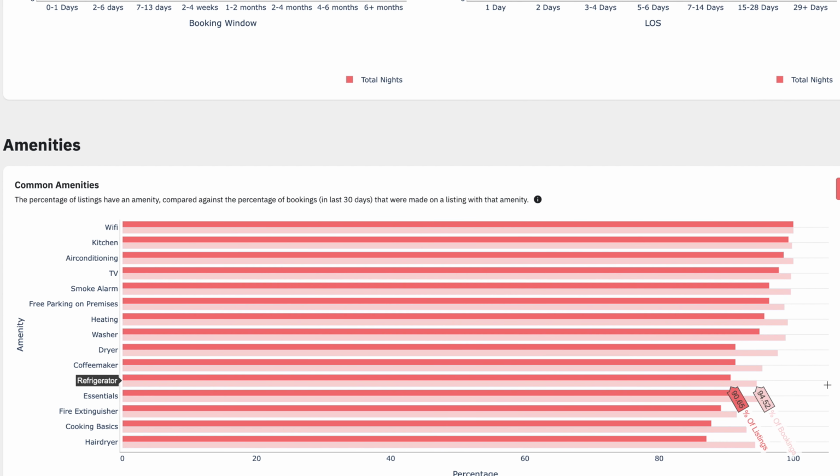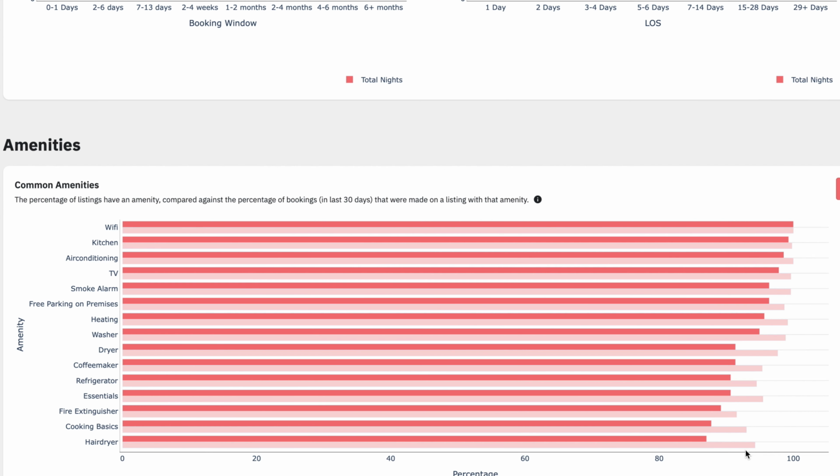Amenities wise, not a whole lot changes on a week-to-week basis. Like, so the light pink are the percentage of bookings versus the red is percentage of listings that have that amenity. And where there is a discrepancy, it usually indicates people like that amenity, and bookings that have it, or listings that have it, are booked more frequently. This is not news to me.